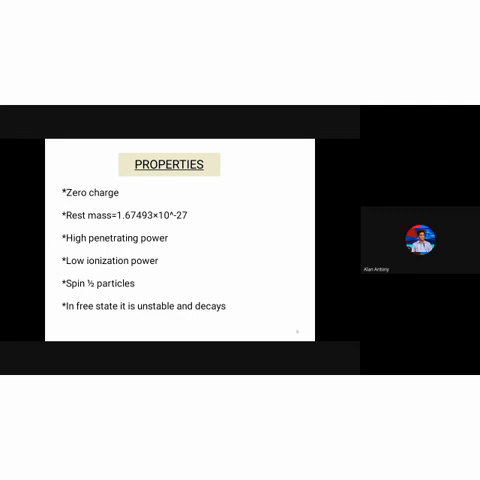Neutrons have zero charge, they are electrically neutral, and the rest mass is equal to 1.67493 times 10^-27 kilogram. They have high penetrating power and low ionization power. Their spin is half, and in the free state they are unstable and decay to an electron, a proton, and an antineutrino.